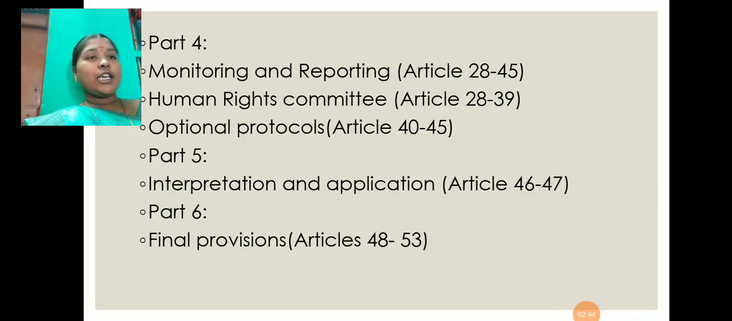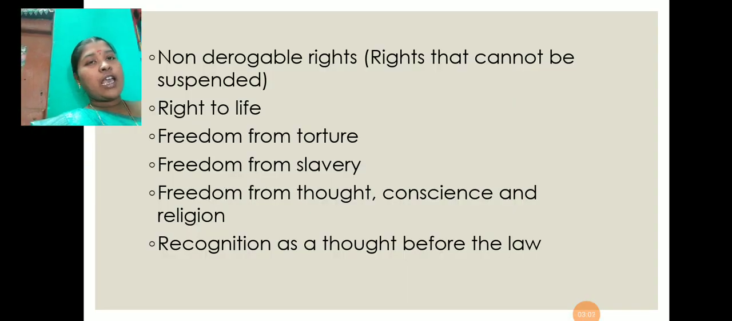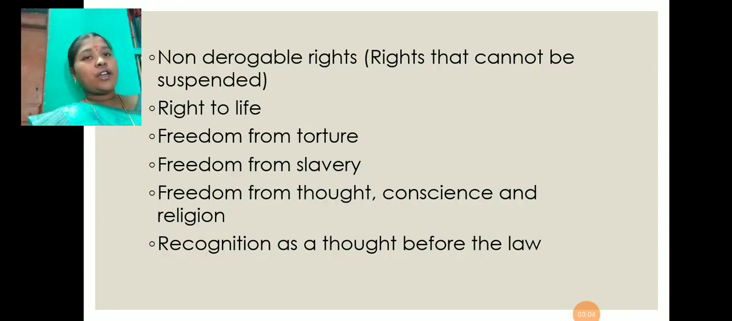Article 28 to 45, Human Rights Committee. Article 28 to 39, Optional Protocols. Article 40 to 45. Part 5, Interpretation and Application. Article 46 to 47. Part 6, Final Provisions. Article 48 to 53.